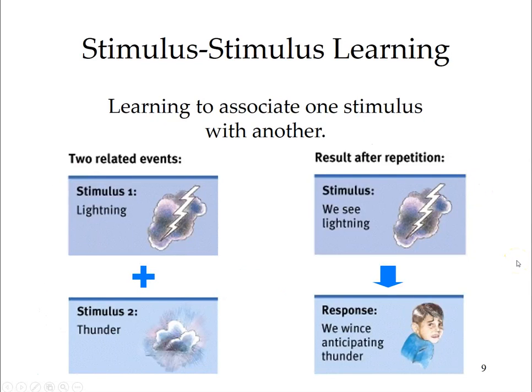Another form that you may be readily aware of is stimulus-to-stimulus learning, where we learn to associate one thing with another. Here you see the stimulus of lightning plus the loud crack of thunder. And so as a child, we begin to associate this concept of seeing lightning with this terrible noise coming right behind it.